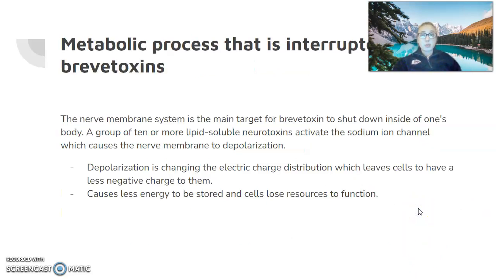Metabolic process that is interrupted by brevetoxins. The nerve membrane system is the main target for brevetoxin to shut down inside of one's body. A group of 10 or more lipid-soluble neurotoxins activate the sodium ion channel, which causes the nerve membrane to depolarize. So basically, depolarization is changing the electric charge distribution, which leaves cells with a less negative charge. It causes less energy to be stored, and cells lose resources to function, which causes other places in the body to stop functioning.